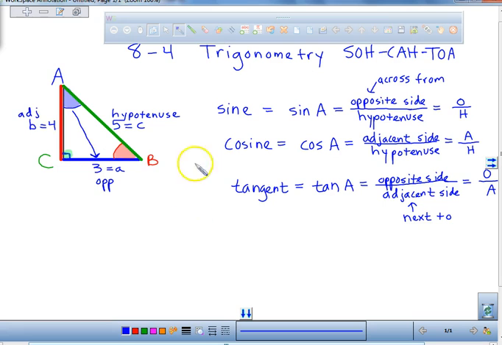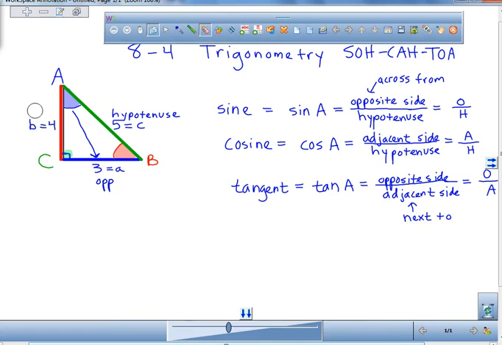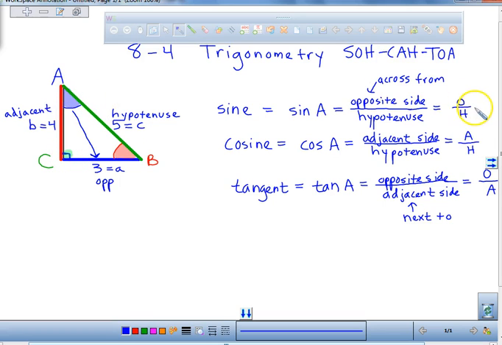Okay. So now we're going to use this information, so make sure you're paying attention. By the way, what you're going to have to write down is the full word adjacent every single time. Adjacent. Okay? That means next to. So right now, look at your numbers and your letters. What letter goes with my opposite side? Lowercase a. All right.